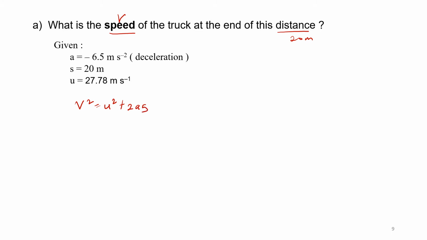And then substitute the values: initial velocity 27.78 squared plus 2 multiply acceleration negative 6.5. You must insert the negative, and then multiply 20 meters. And then we calculate, we get the answer 22.62 meters per second.